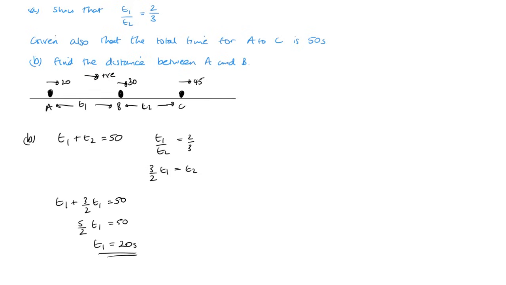So now that I know that, I know U equals 20, V equals 30, T equals 20, and I want to find S. So S equals U plus V over 2 times T. So 20 plus 30 over 2 times 20. So that's 50 over 2, which is 25, times 20 is 500 meters. And that is the end of the video.